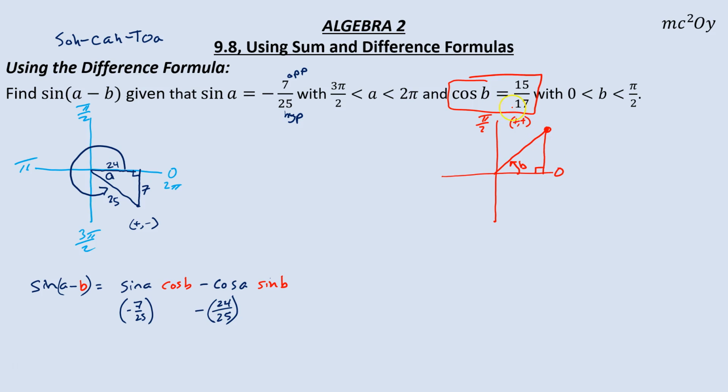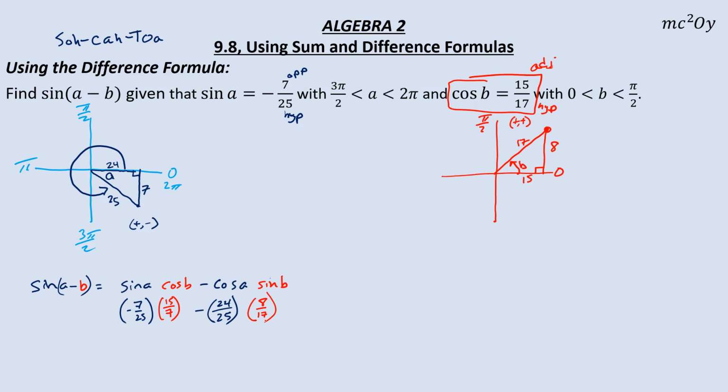sine if I know cosine, because cosine, remember, is adjacent over hypotenuse. So this is 17, and this is 15, and that also is a Pythagorean triple. If you didn't know that, you could use the Pythagorean theorem, but that side's 8. Okay, so cosine B is 15/17, and sine of B happens to be opposite over hypotenuse, 8/17.